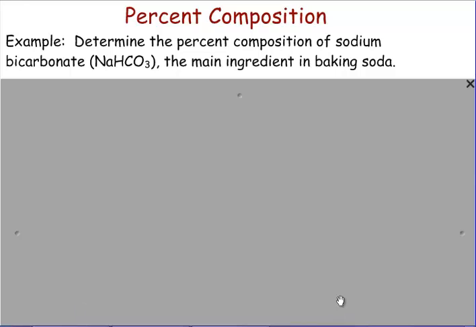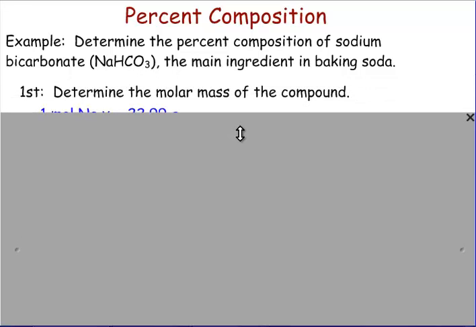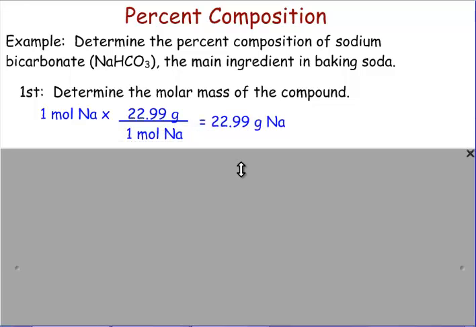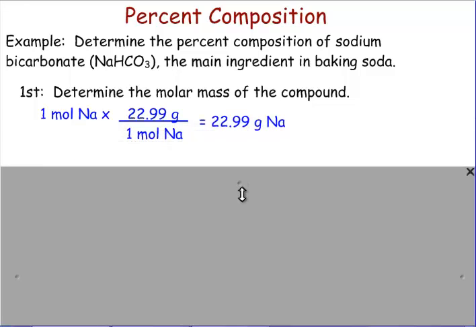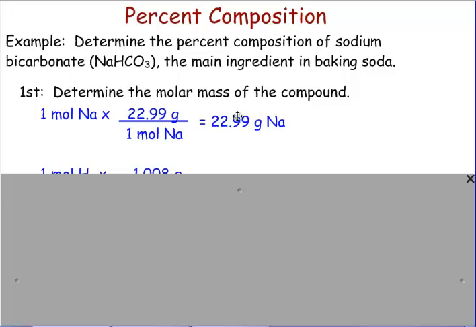Let's take the main ingredient in baking soda, sodium bicarbonate. You can tell by the formula of sodium bicarbonate how many moles of each element we have. We have 1 mole of sodium, 1 mole of hydrogen, 1 mole of carbon, and 3 moles of oxygen. And we need to know that in order to calculate the molar mass of the compound, just like we did in class before. We take 1 mole of sodium multiplied by its molar mass to get how many grams of sodium are in the substance.